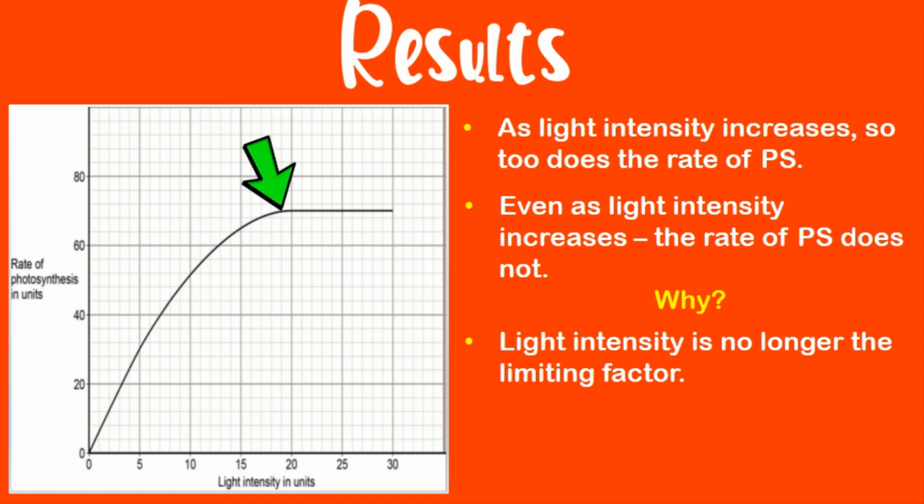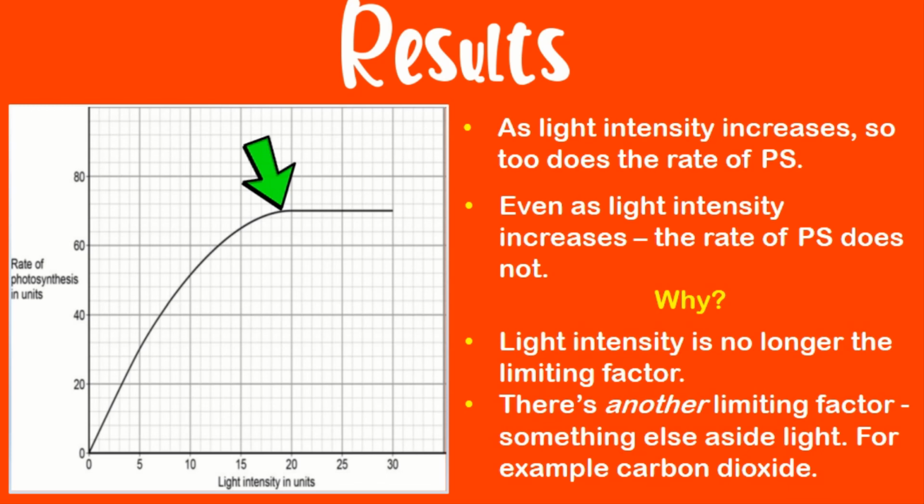It's because light intensity is no longer the limiting factor. There's something else that's limiting it. For example, carbon dioxide. Let's go back to my weird baking thing. Say, for example, I've got flour, I've got sugar. What else do you need? Flour, sugar, butter, and I've got butter. And I'm making a cake, and someone comes along and they go, oh, here's a bit more butter, here's a bit more butter. Say, okay, great, but I can't make any more because I'm still missing the sugar, I'm still missing the flour. And it's the same idea.